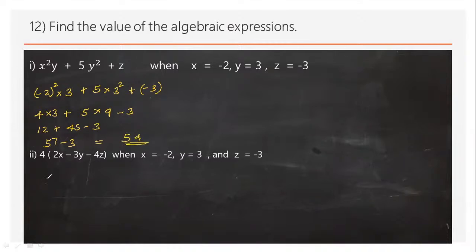Then this one. 4 times 2x. 4 times 3. 4 times 4.